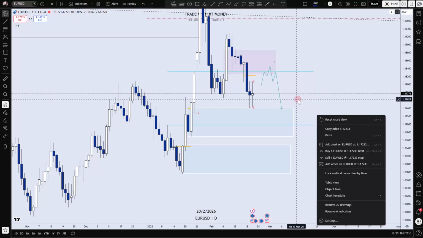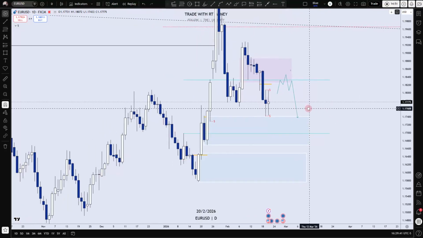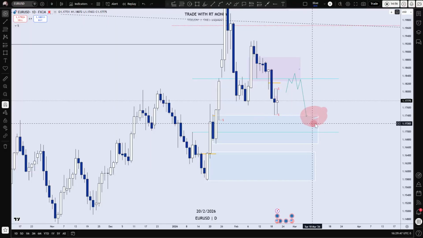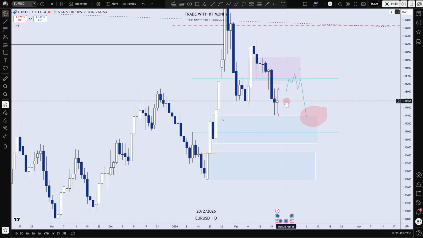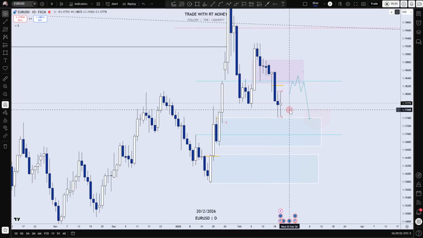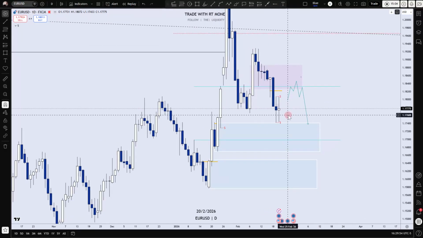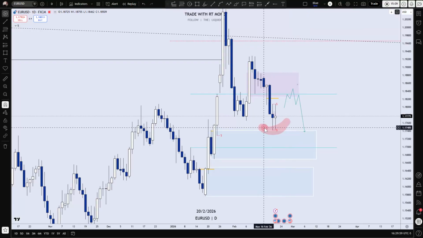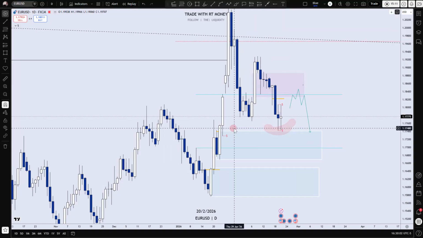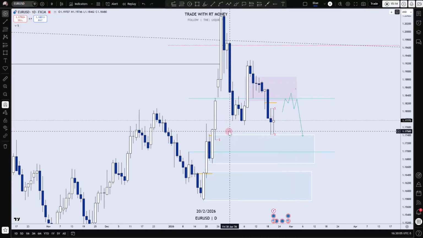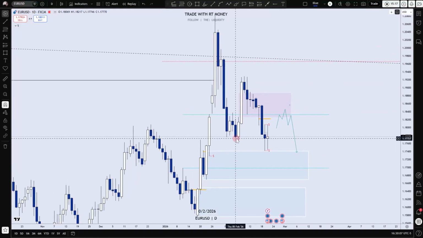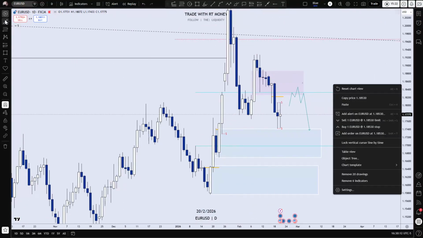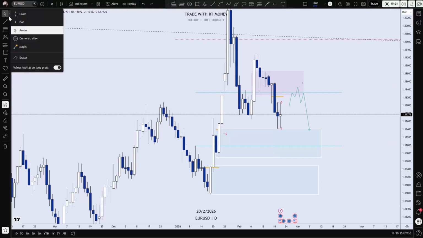Sorry, if I can get this. I don't know what's happening here. If the buy model shows up here, once we sweep, I'm not sure what's going on here. I'm really having trouble with this. I don't know why it's acting all crazy.